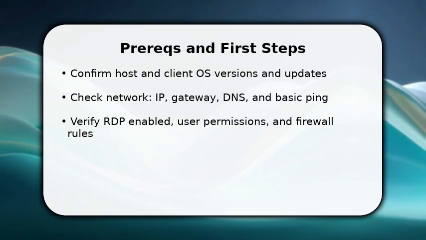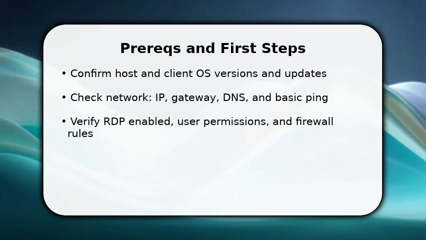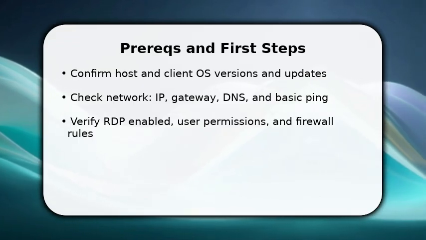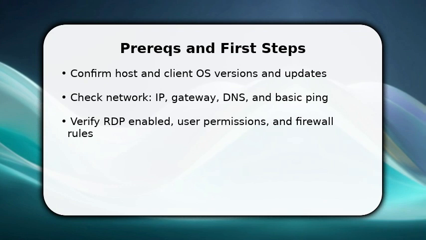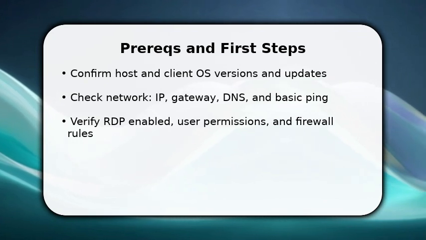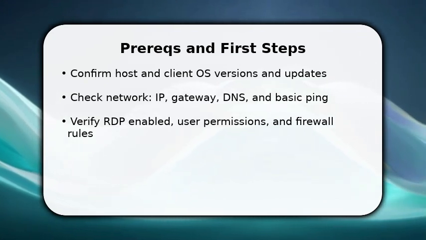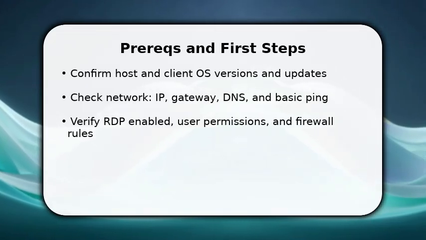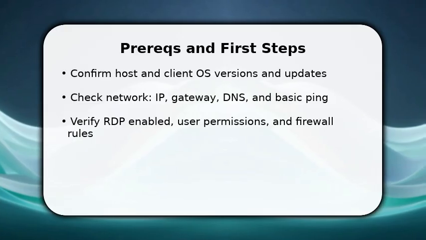Make sure Windows Firewall or any endpoint security allows RDP port 3389, otherwise packets are dropped. Finally, test basic connectivity with ping and an IP address to rule out DNS issues before moving on. Once prerequisites pass, dig into network translation and authentication.